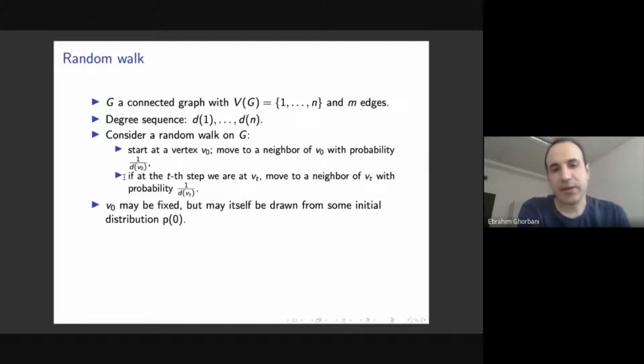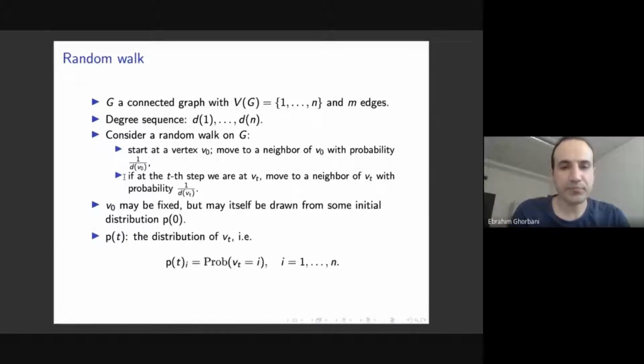And about the starting point, it could be any fixed vertex, or it could be chosen under some initial distribution. It doesn't matter for the final outcome of the limiting distribution that we are going to be looking at. And we have a vector p of distributions of the vertices at time t.